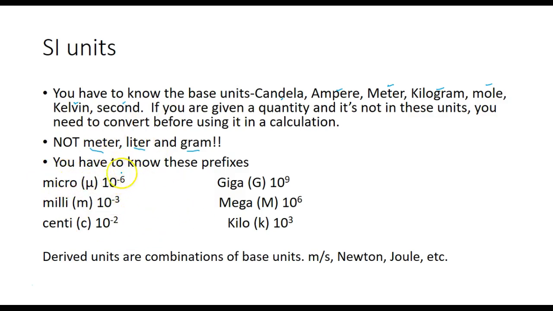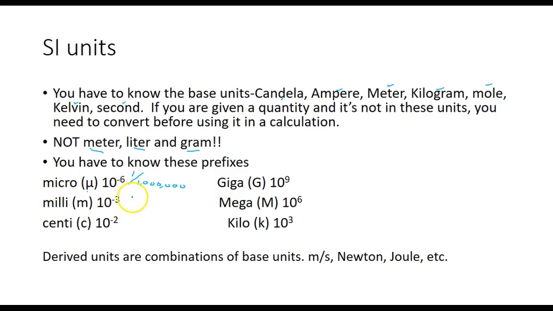You need to know these metric prefixes, their symbols, and the power of 10 that they represent. Micro is 10 to the minus 6. The symbol is the Greek letter mu. So that symbol means micro. And 10 to the minus 6, that's 1/1,000,000th. So it takes 1,000,000 micrograms to equal 1 gram.